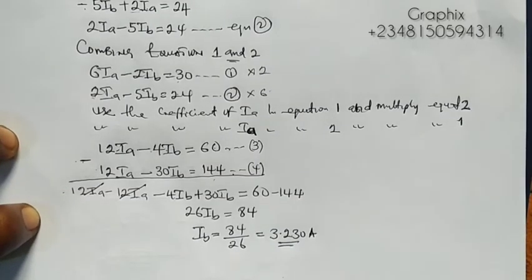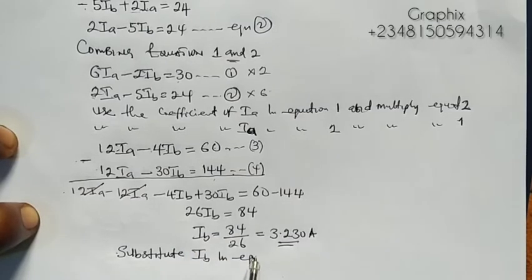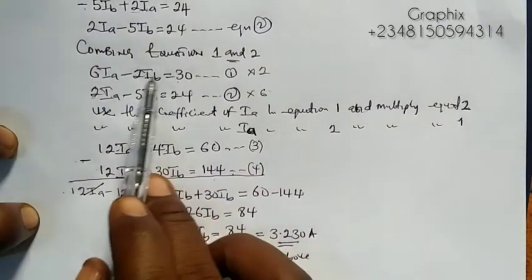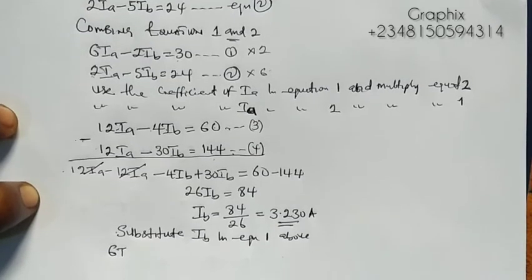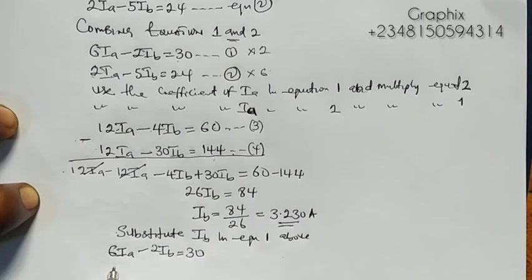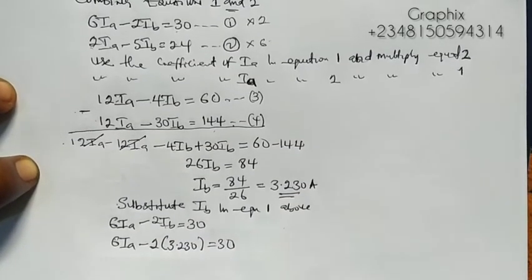Now, for us to get IA, you are going to substitute IB in equation 1 above. So where is my equation 1 above? This is my equation 1 here, and that is 6IA minus 2IB is equal to 30. So if you input your IB, you'll be having 6IA minus 2 into bracket 3.230 is equal to 30. I'll replace my IB with 3.230.